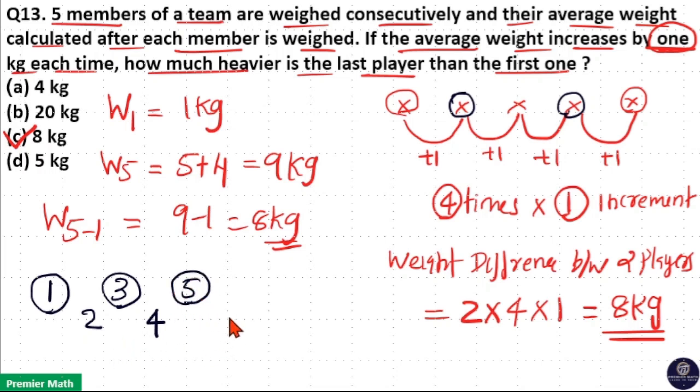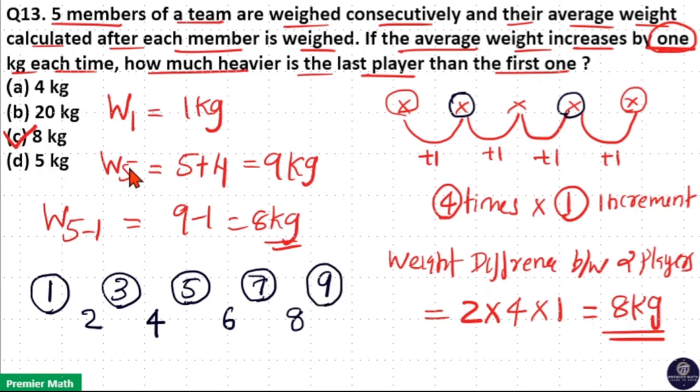Again the average increases by 1, so 5 plus 1 is 6. 6 is the new average. So 6 into 2, 12. 12 minus 5 is 7. So the weight of the fourth person is 7 kilogram. Now again the average increases by 1, so 7 plus 1, 8. 8 is the new average. 8 into 2, 16. 16 minus 7 is 9 kilogram. So the weight of the fifth person is 9 kilogram.